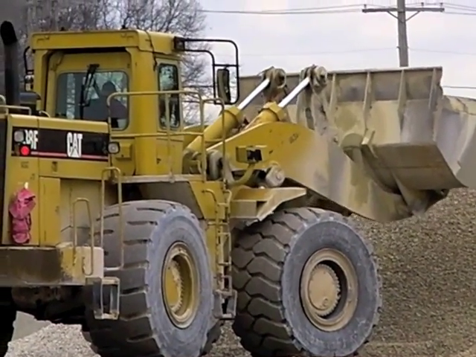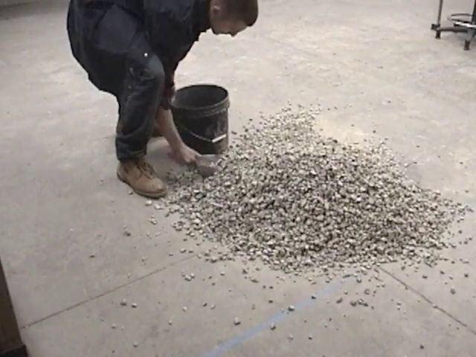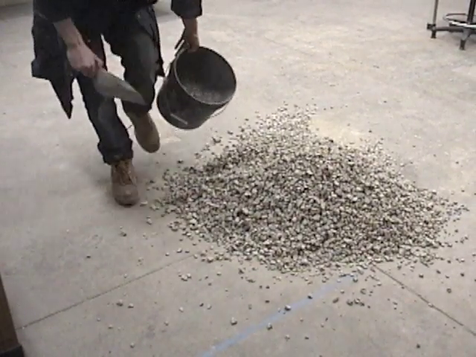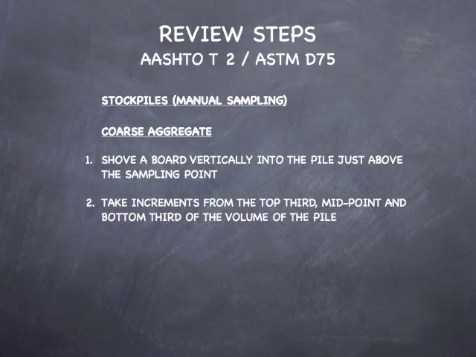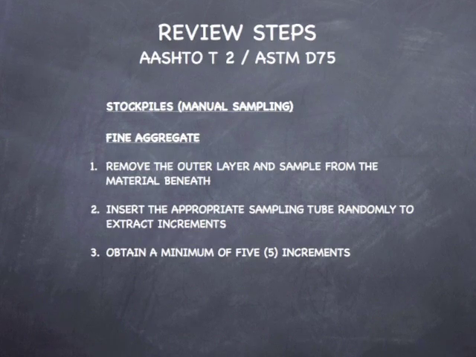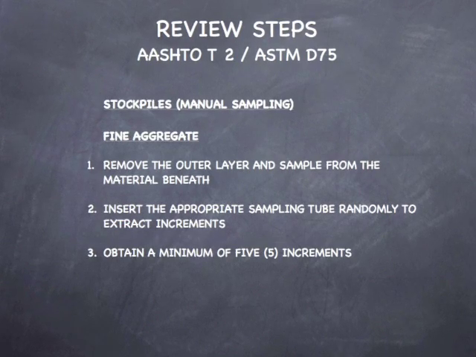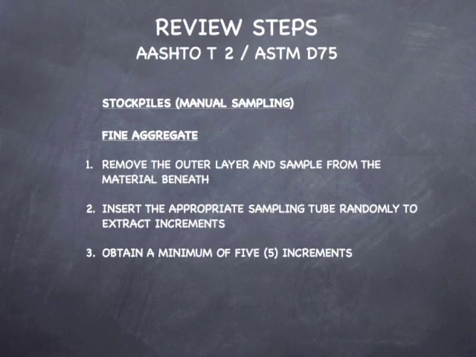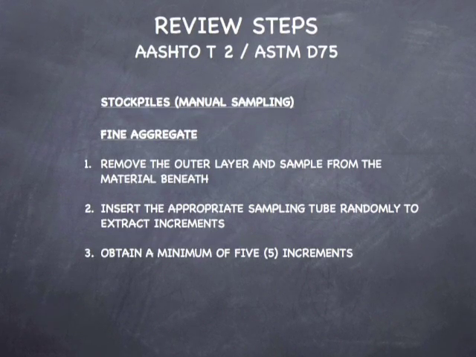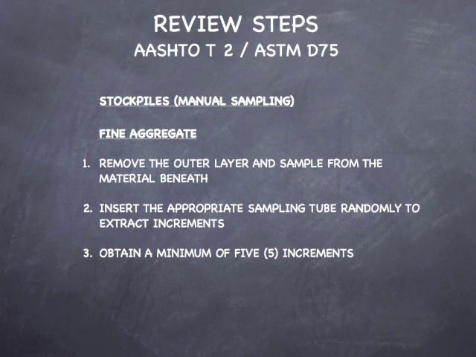We will now review stockpiling or manual sampling. This is actually one of the easier methods, as we want to insert a board vertically into the pile and obtain a sample from the top third, middle third, and bottom third of the pile. For fine aggregate, we want to remove the outer layer of the material and obtain our sample from underneath. And we also want to ensure that we obtain at least 5 samples with the appropriate sampling tube.